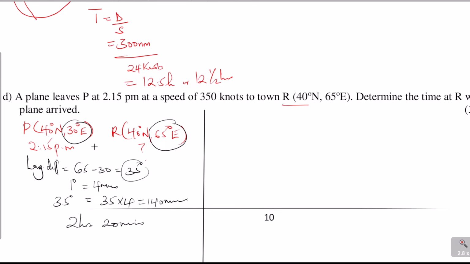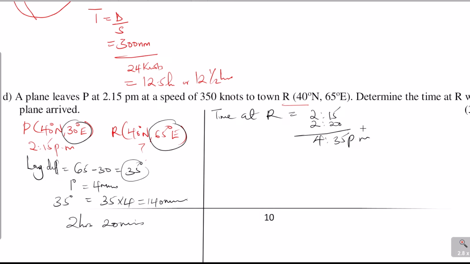So since R will be ahead of time, we will add. So the local time at R will be given by 2:15 plus we add 2 hours 20 minutes. So this will give 4:35 p.m. So that is the local time.